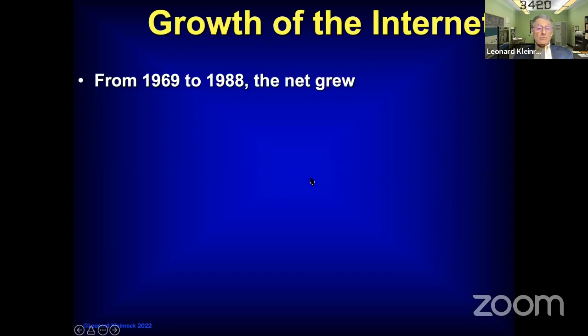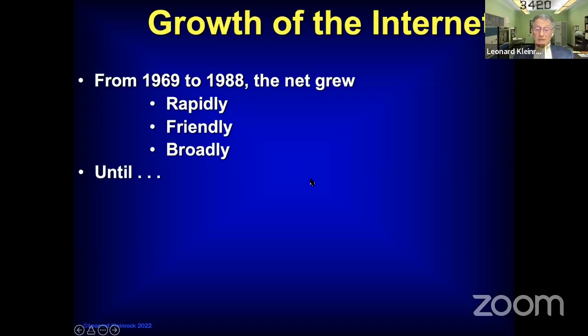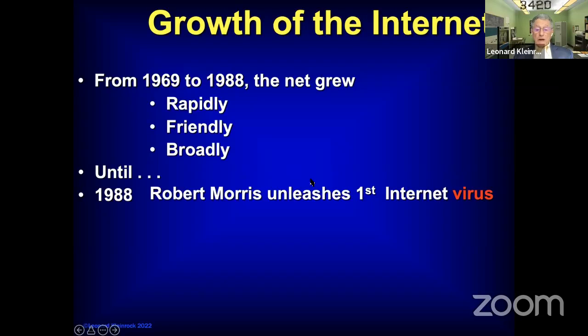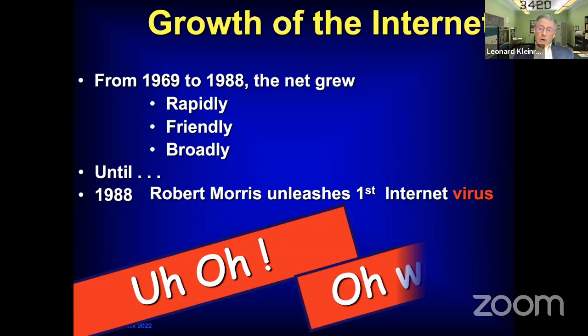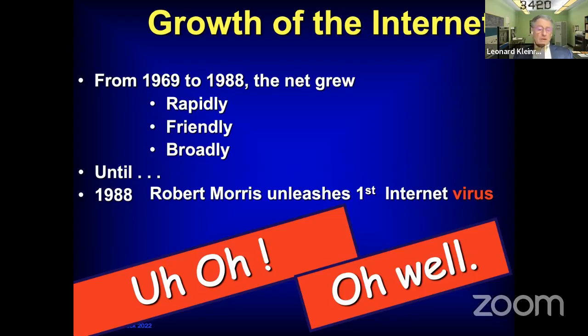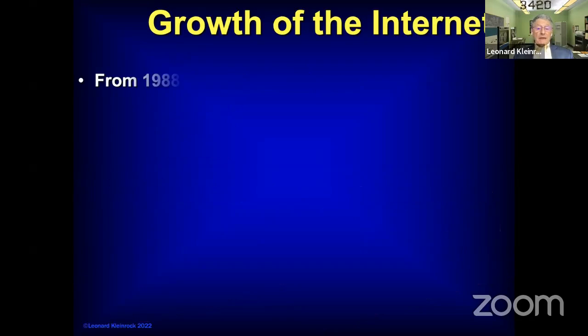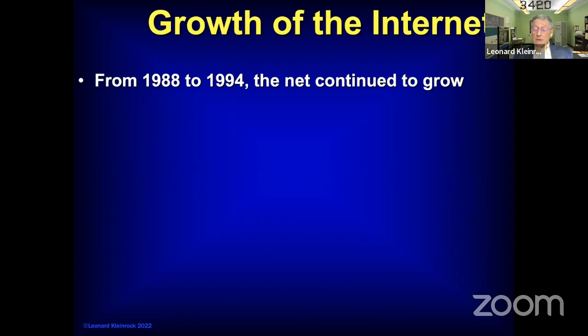Well, the network grew rapidly, briefly, broadly, until 1988. Robert Morris, a graduate student, unleashed the first internet virus. It spread across portions of the network and annoyed us. And we said, uh-oh. And then, unfortunately, we said, oh well, this is an aberration. Crazy graduate student, let's ignore it. Big mistake. From 1988 to 1994, the network continued to grow, and some very significant things happened.